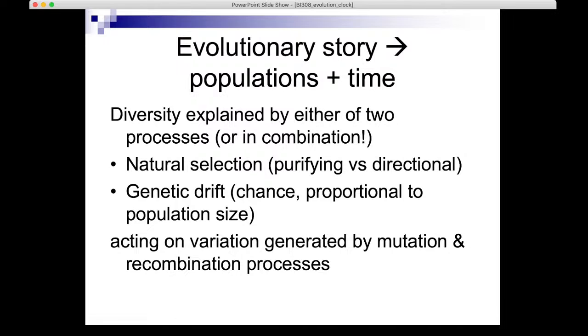There's both chance, so genetic drift, where some individuals leave kids purely by chance, and others leave kids because the environment changes in a particular way and they are the only individuals who have the right stuff. So these two processes, natural selection and genetic drift, sift through populations, resulting in some leaving more kids than others.